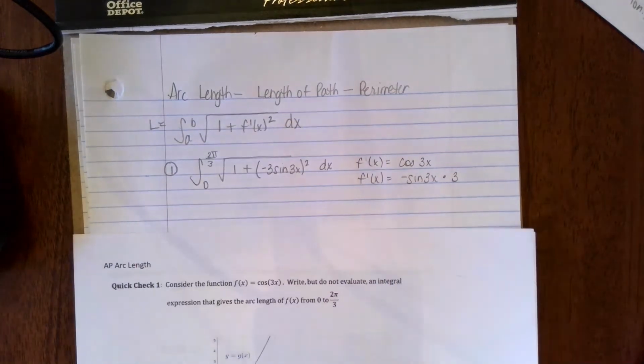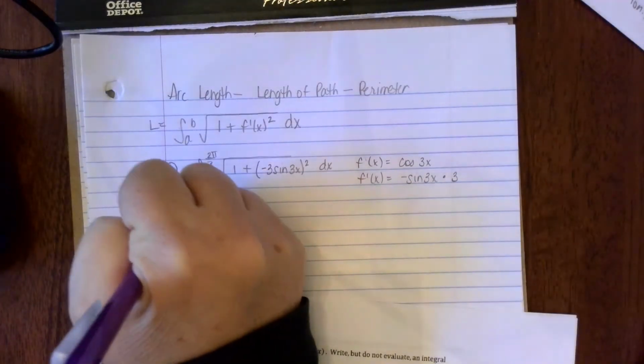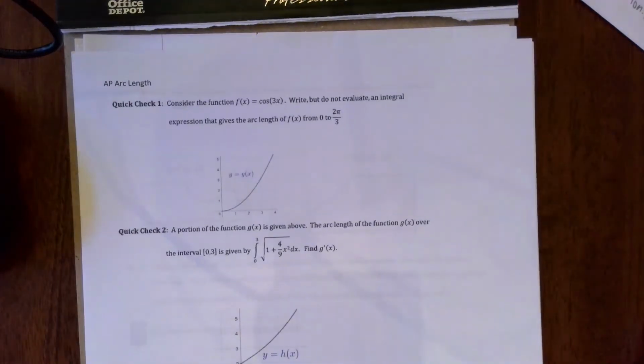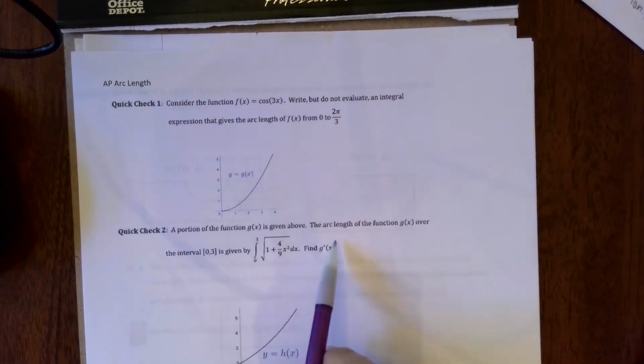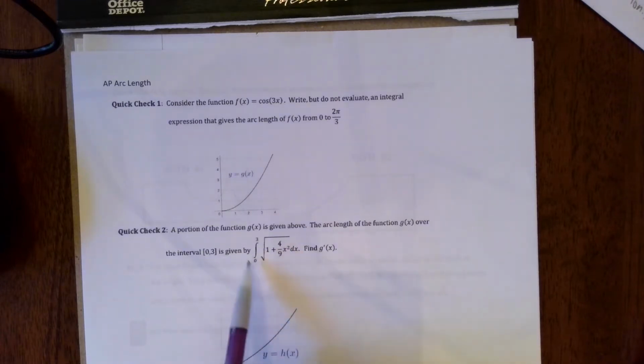All right, number 2. Number 2 says, a portion of the function g of x is given above. So this is our graph right here. The arc length of the function gx over the interval from 0 to 3 is given by this equation. Find g prime of x. All right, now think about your equation. Your equation is from 0 to 3 of 1 plus the derivative squared.